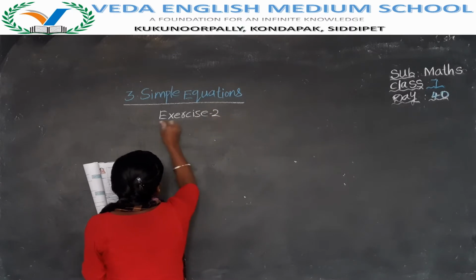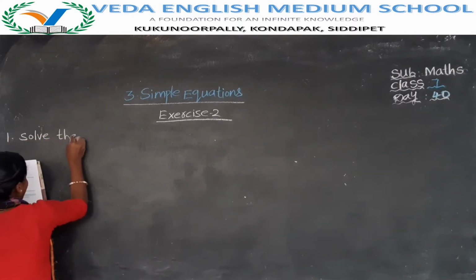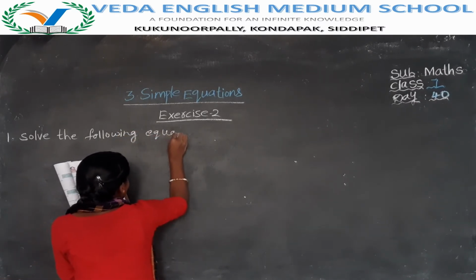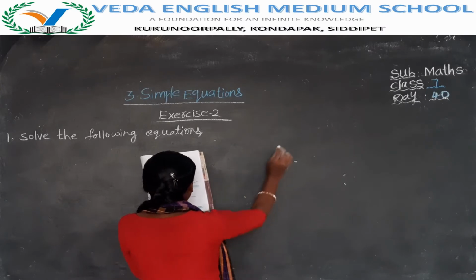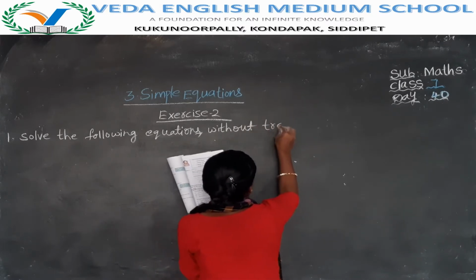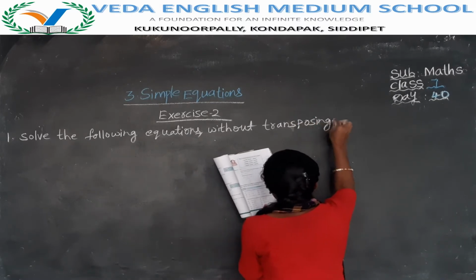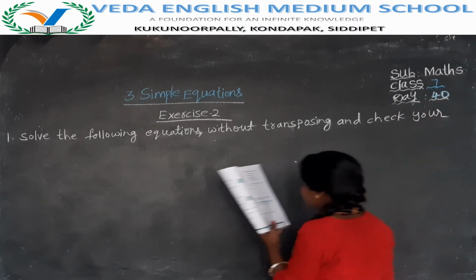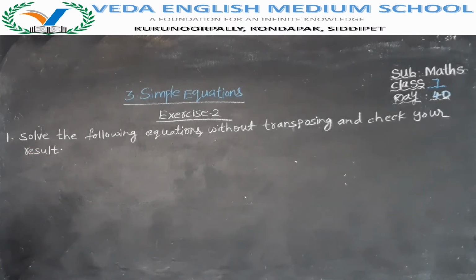In exercise 2, first bit, solve the following equations without transposing and check your result. 2 bits are there. It is first bit. In second bit, I will explain 2 problems. Remaining problems you have to complete.